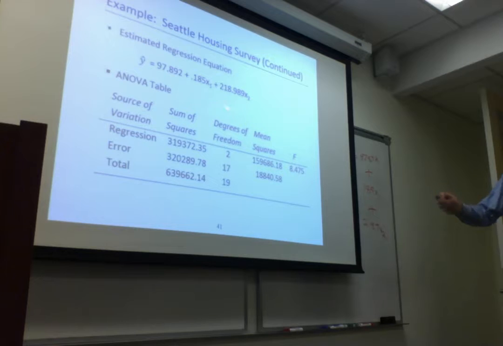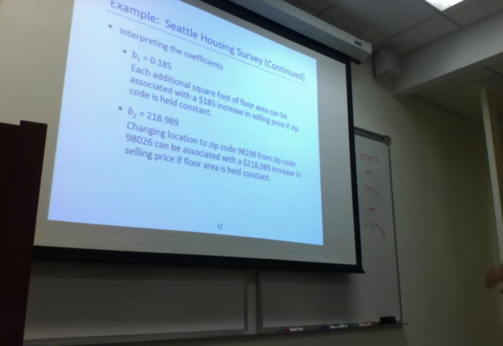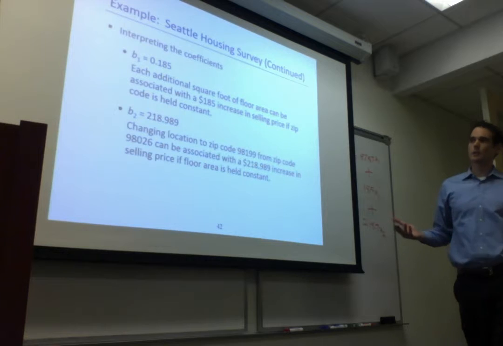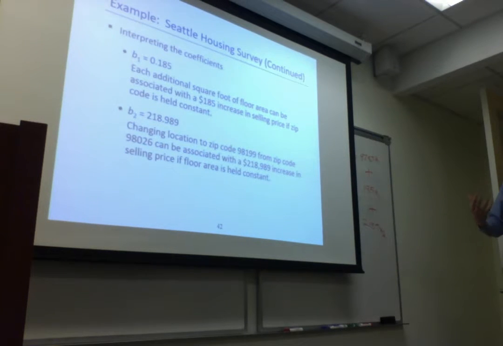All right, so this is the equation. This is the sum of squares stuff that we talked about. The F-stat. All right, interpreting the coefficients. So this square foot, we interpret that 0.185: each additional square foot of area can be associated with a $185 increase in selling price. So 10 square feet more in your house versus your neighbor's house might mean an extra $1,800 in your selling price, other things held constant.